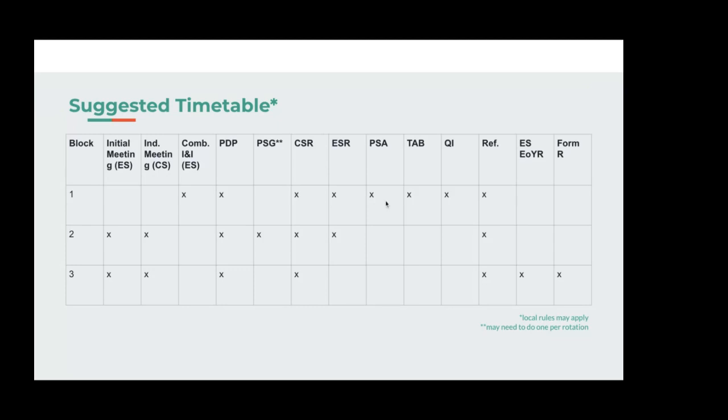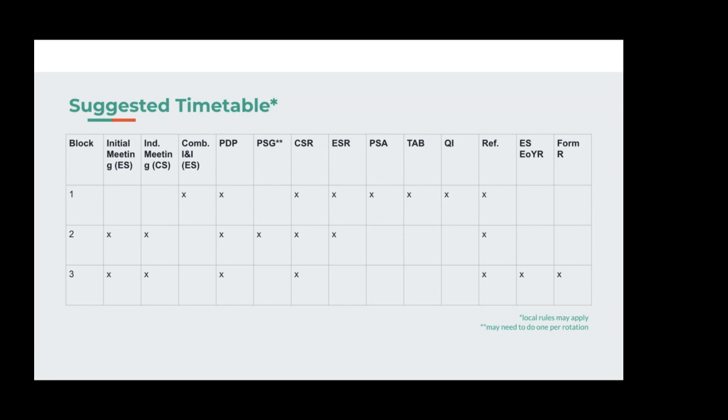So when you start in block 1, you want to be making sure that you're doing your combined meeting at the beginning, that you're doing your personal development plan, that you're doing your clinical supervisor report at the end, your educational supervisor at the end. You've uploaded your PSA. You've done a TAB, which can be sort of a TAB and a placement supervision group are very similar. So if you need to do one TAB per year. It's exactly the same as the placement supervision group.